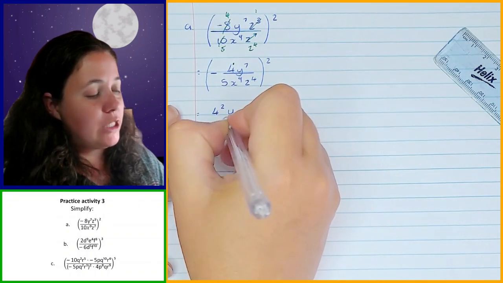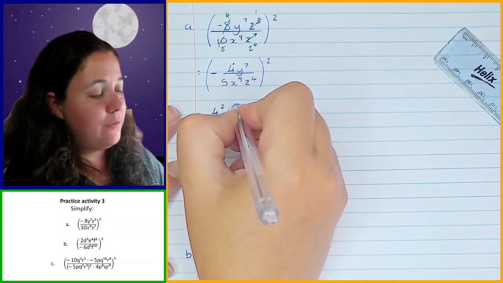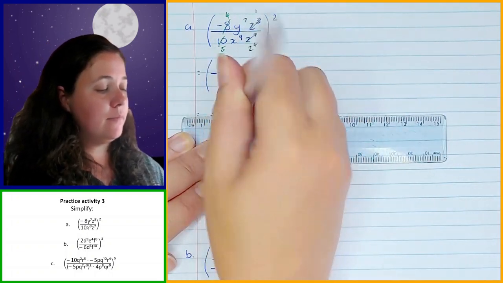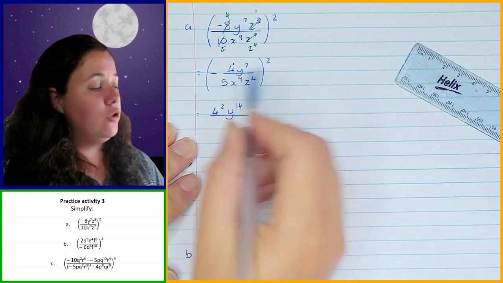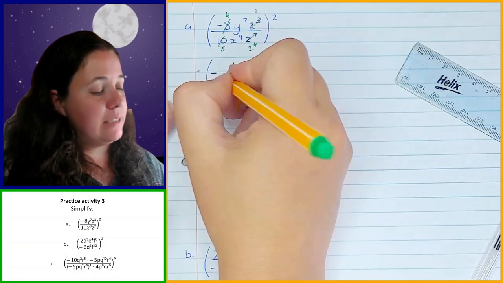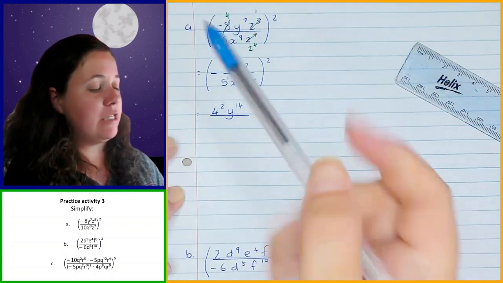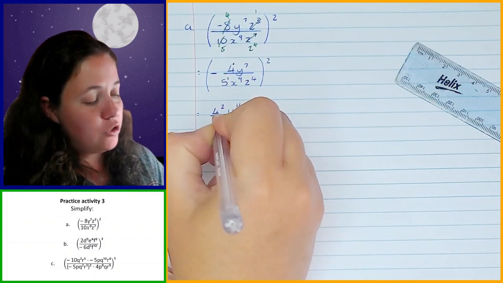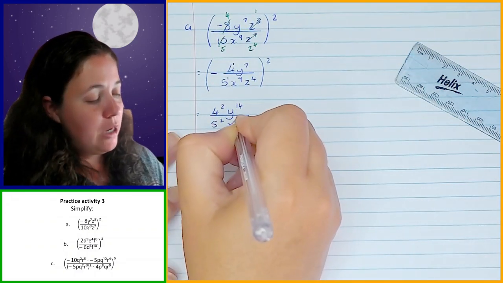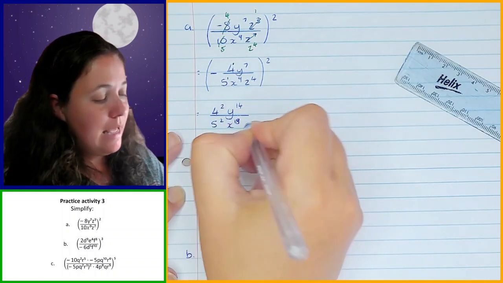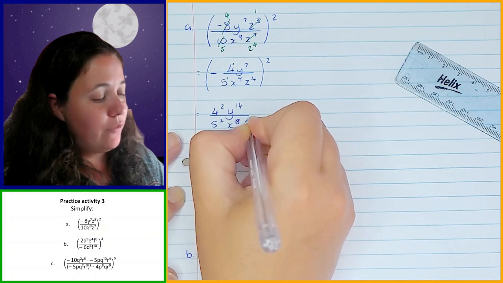And then y to the power of 7 times 2 is 14 over 5 also has a power or an exponent of 1. And so I'm going to multiply 1 by 2, and that gives me 2. So it's 5 to the power of 2. X to the power of 9, or 9 times 2 is 18. And z to the power of 8.